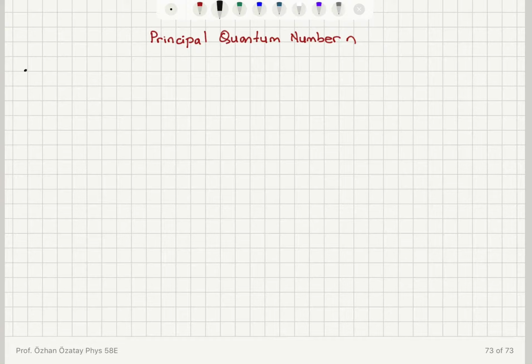The first one is that n determines the energy of the electron. So n determines the energy E sub n of the electron. So it depends on the value of n.